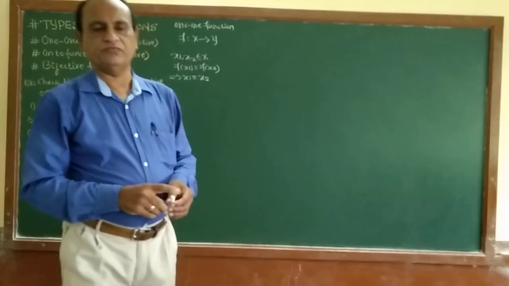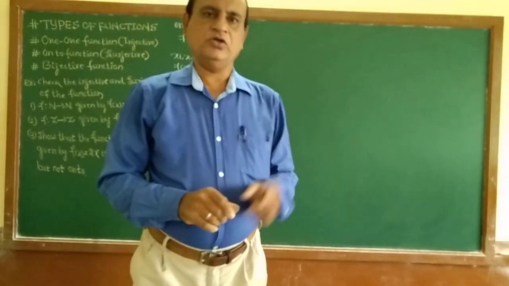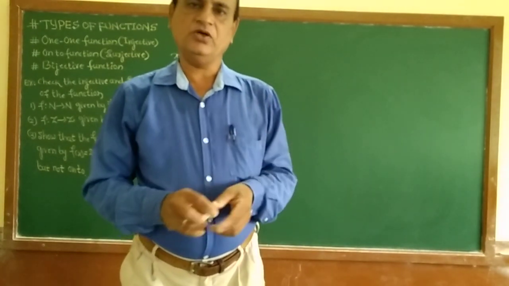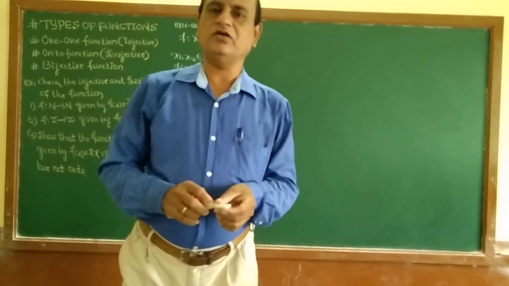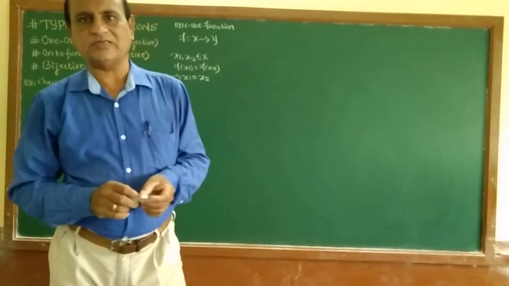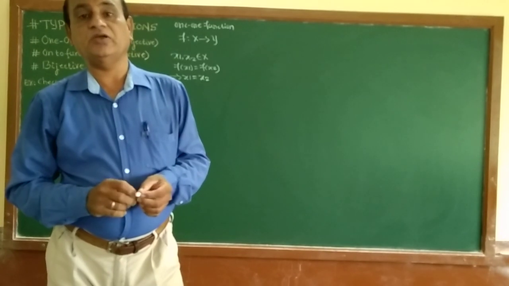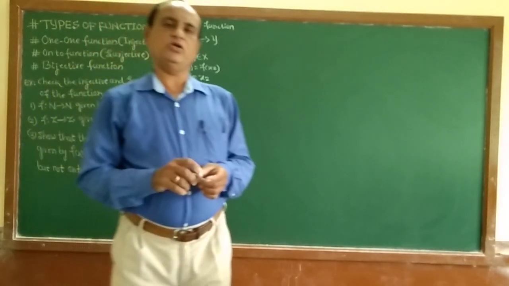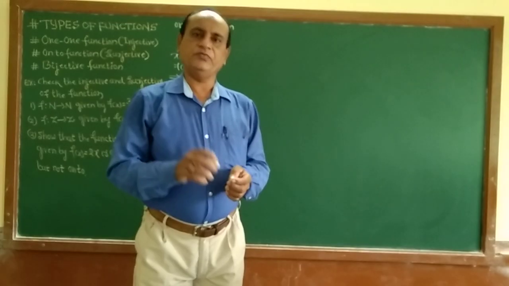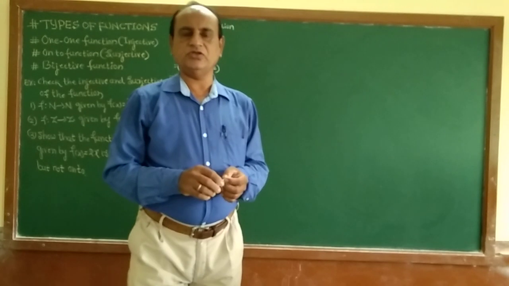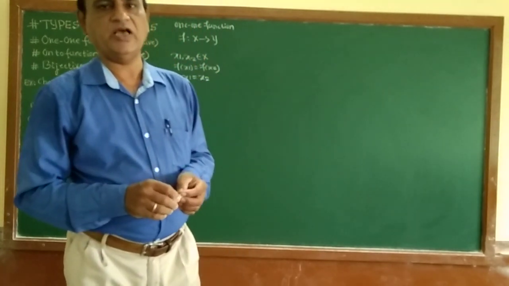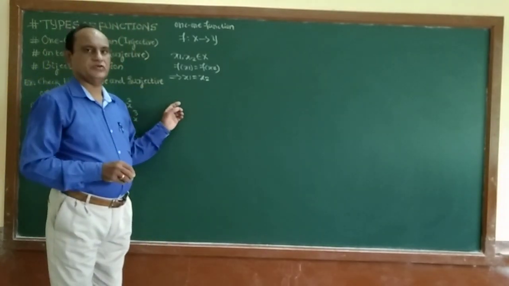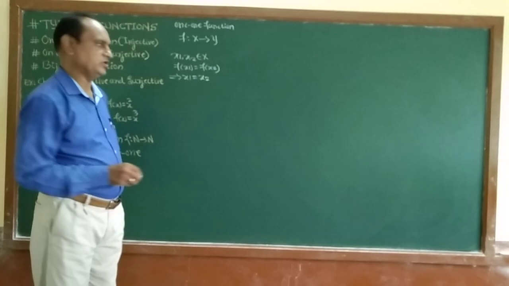If this comes, therefore the function is one-one. So a function f mapping X to Y is said to be one-one, it means that different elements of X have different images in Y. For every x1, x2 belonging to X, f of x1 is equal to f of x2 implies x1 is equal to x2, therefore the function is said to be one-one function.